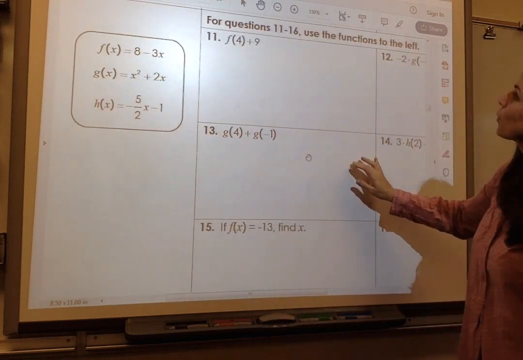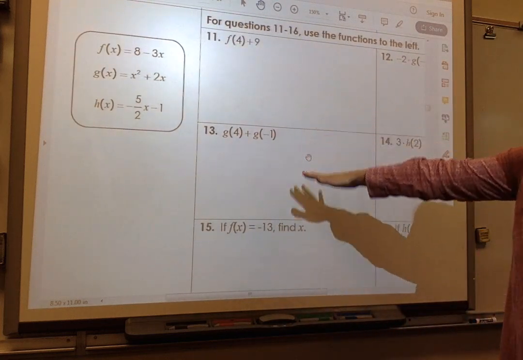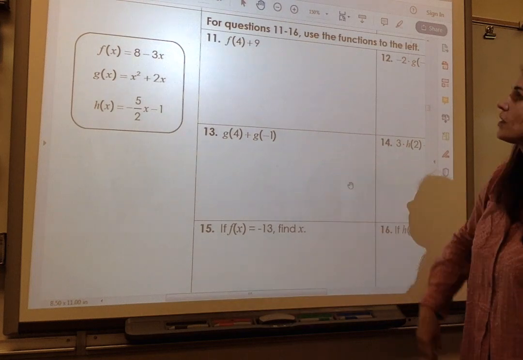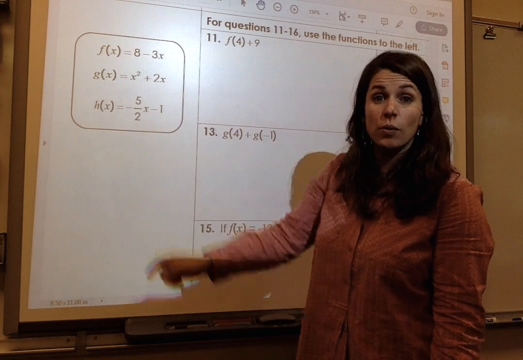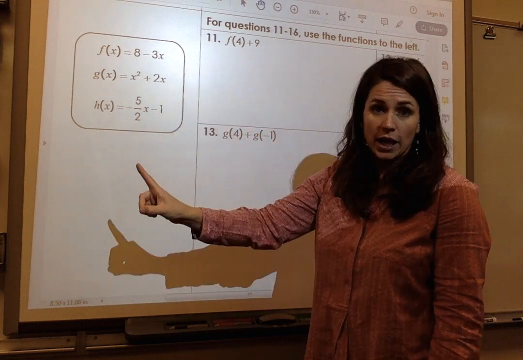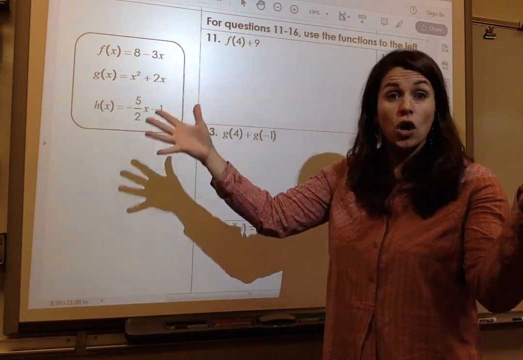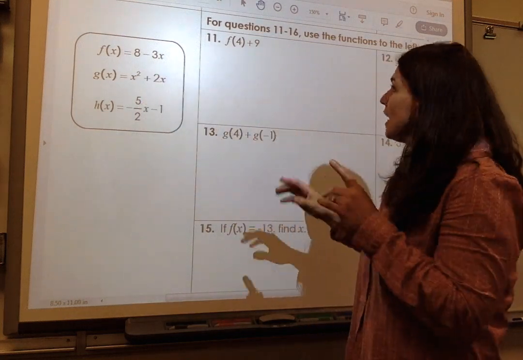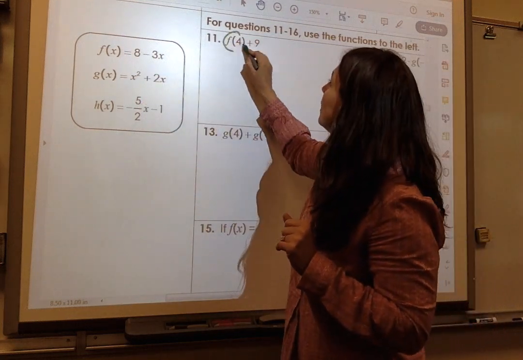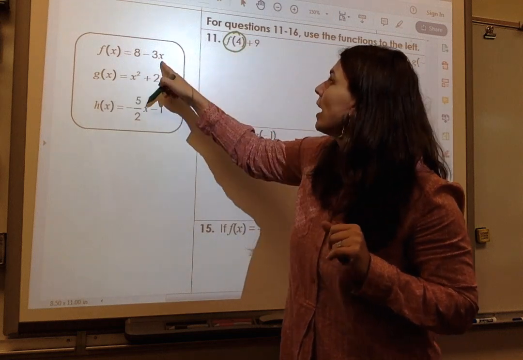Now, it says, for questions 11 through 16, so we'll do 11, 13, and 15, use the functions to the left. Okay, so now, see what I mean? We've got more than one function that we're working with here. We have an f, g, and h function. So number 11 first calls attention to my f function. So now it's saying evaluate this function when x is 4.